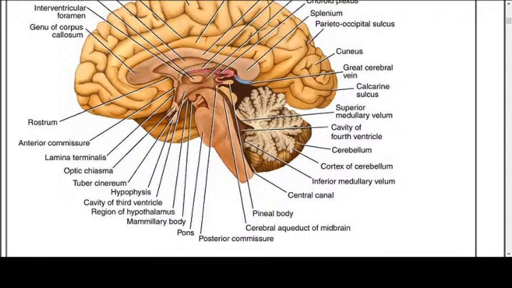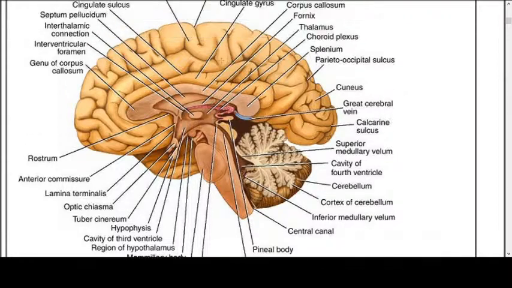So let's say, okay, this is genu of the corpus callosum. This one is corpus callosum. It connects both hemispheres of the brain. This is genu of the corpus callosum. This one is splenium, and this one right here must be a fornix.